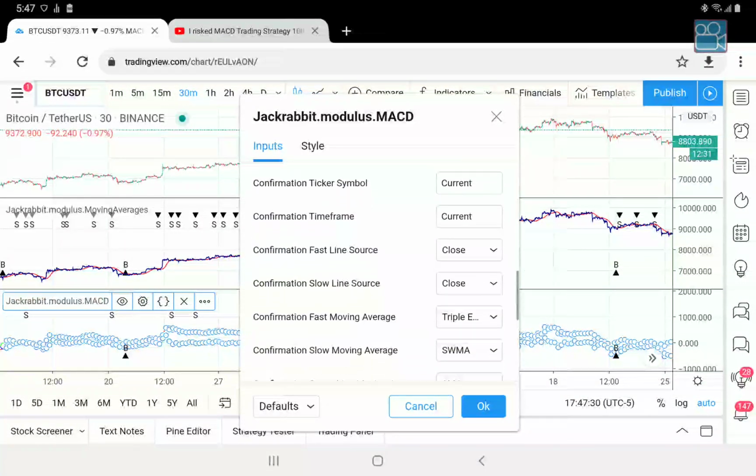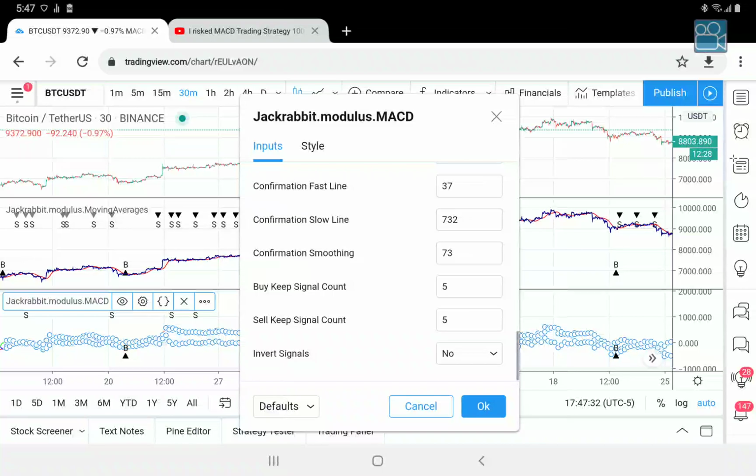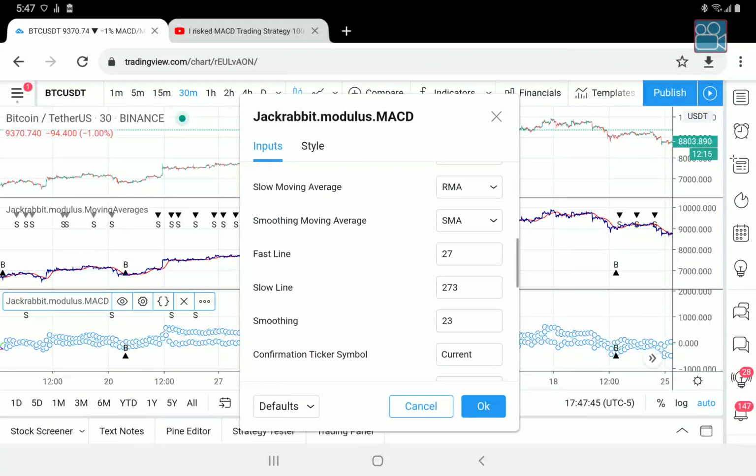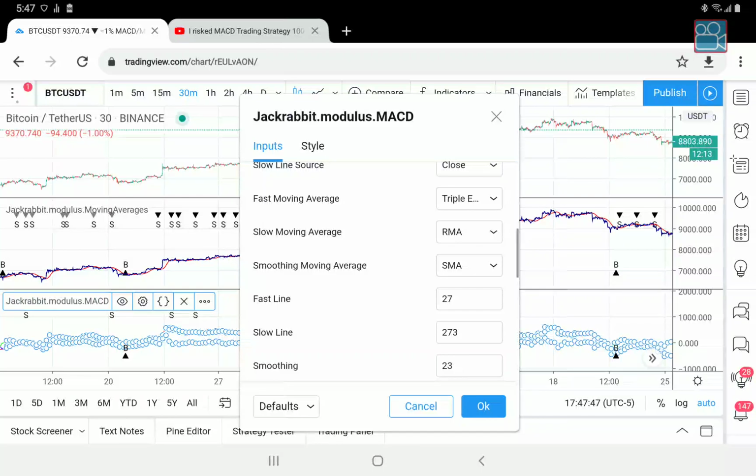And you hold the candlesticks both for buying and selling for 5. Hold the signal for 5 candlesticks. There you are, nothing fancy. Again, there are different combinations that will produce the same results. This is just a combination I found.